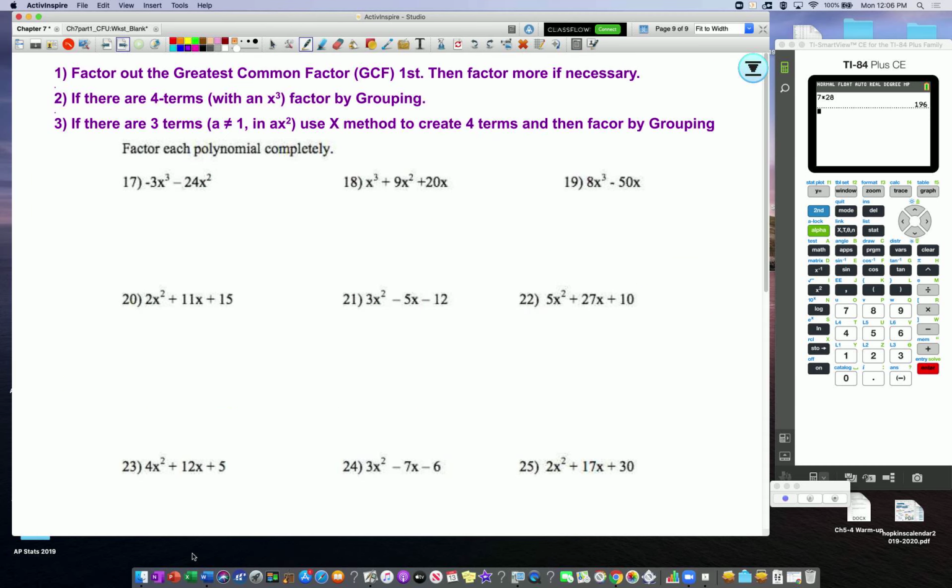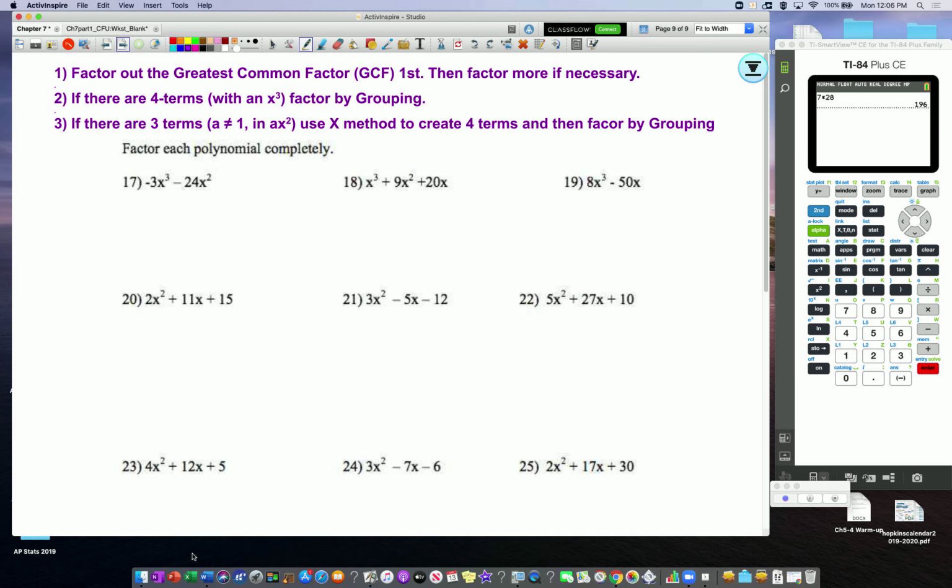We're cruising right along. All right, on the back page here, the problems are mixtures. So you have all these trinomials, or you might have 4 terms. I give you 3 different things to look at. Number 1 says, factor out the greatest common factor. This is what you should always do on the problems if you can, no matter what the problem looks like. If they have something in common, factor it out. Then factor more if necessary.